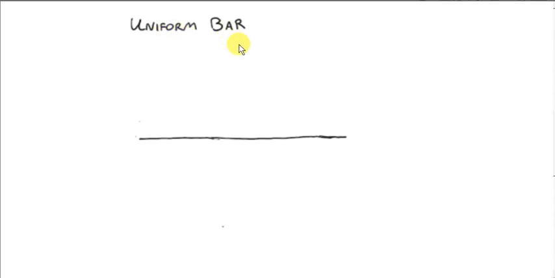Now, by a uniform bar, we mean a bar whose mass is uniformly distributed through it. So we don't have a situation where there's more mass at, say, one part of it than there is at another part. The mass is evenly distributed through the bar. Now imagine two forces of equal magnitude acting at the ends of the bar. Let's suppose that this force has magnitude 10 newtons.